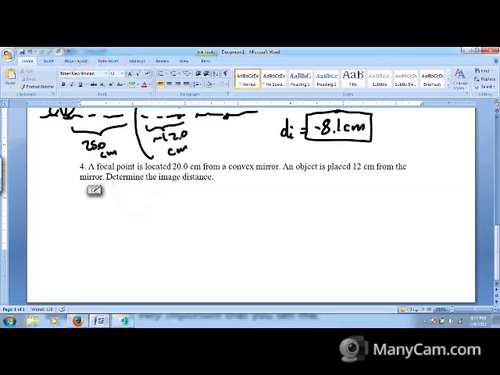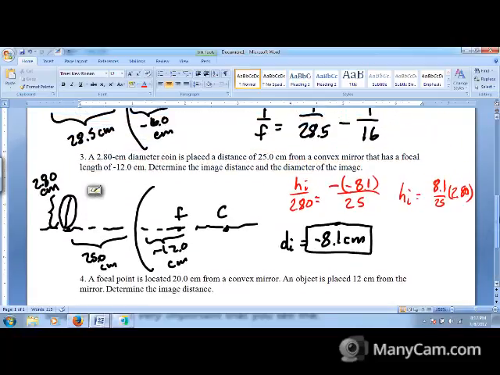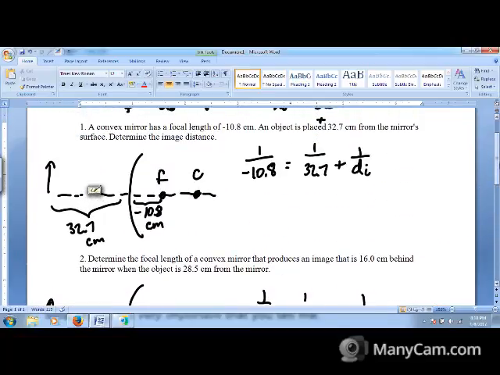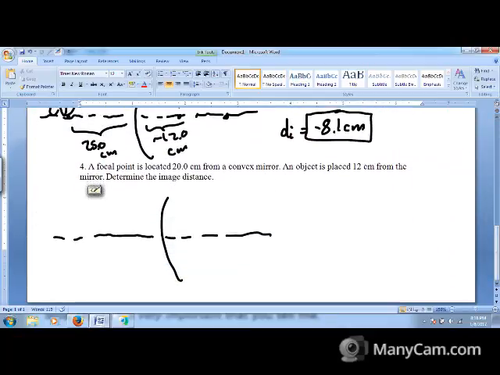Final question for convex mirrors. A focal point is located 20 centimeters from a convex mirror. Hope you're not finding these too difficult if you've stuck with the concave mirrors. Okay, so 20 centimeters from a convex mirror. Well, I don't really know what to think of that. Because for all these other examples, they've given focal length, and they've given it as a negative. We're going to assume that's a negative. Anytime they say focal point, anytime they say convex mirror, you know that's a negative. So it's negative 20 centimeters.